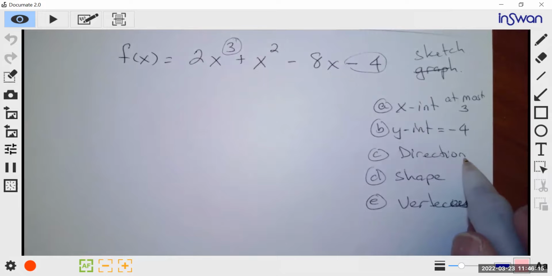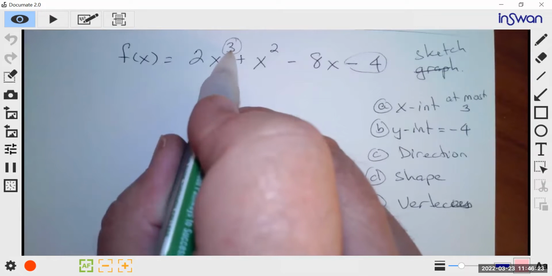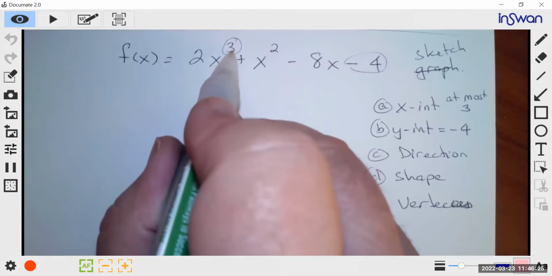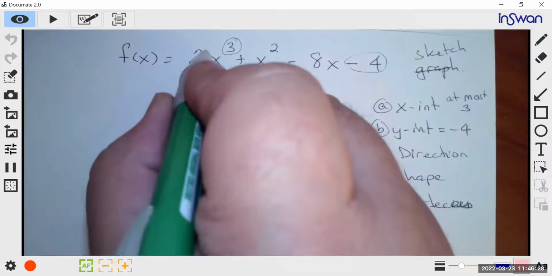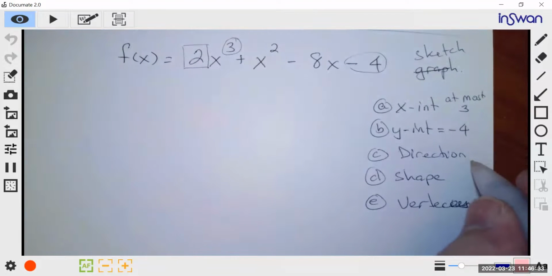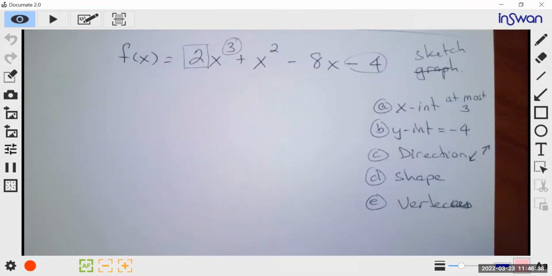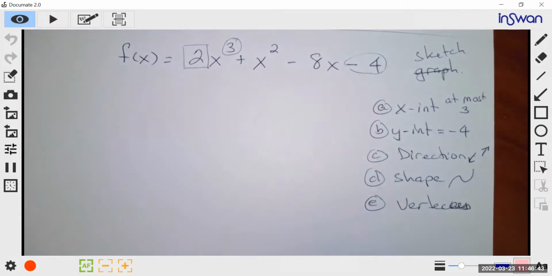The direction, is it going up or down? Well, since it's cubic, since it has an odd degree, both ends point in different directions. Since the leading term is positive, the left side goes down, the right side goes up. And the shape looks like that. And we're going to have 2 vertices at most.